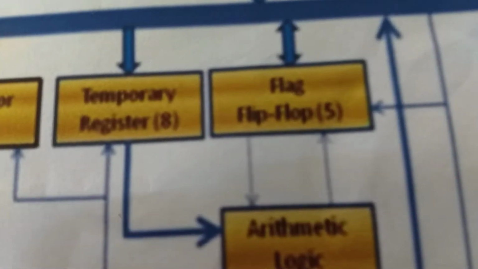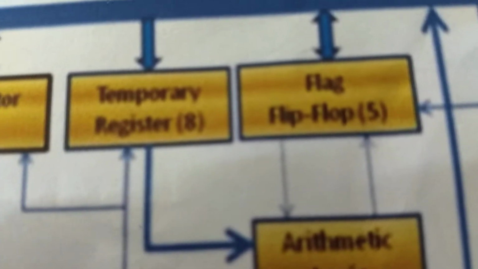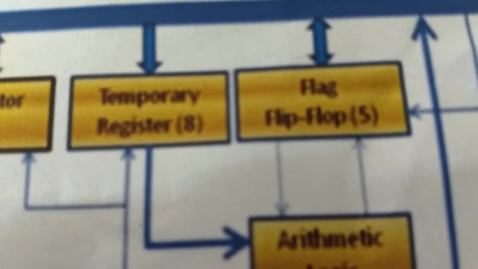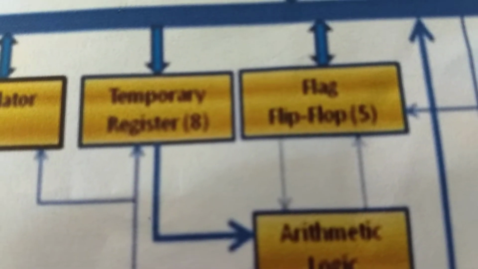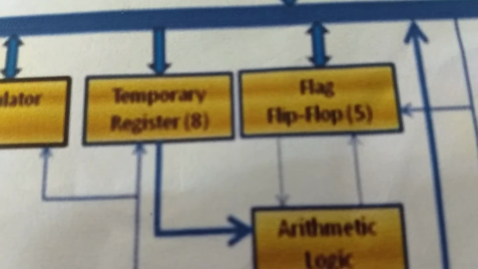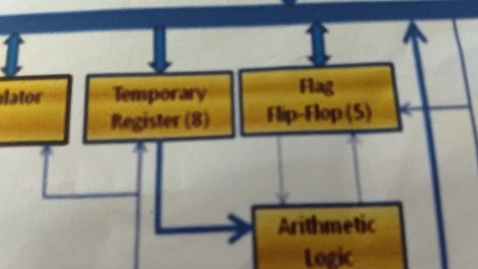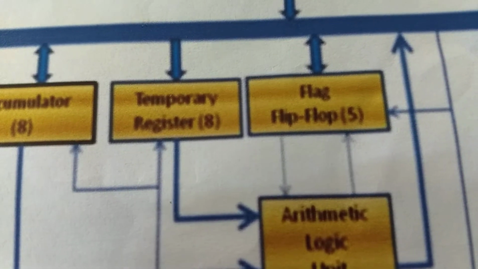Then the next register is the temporary register, which, as the name indicates, we can use to store any data for a temporary purpose. This register is also an 8-bit register.